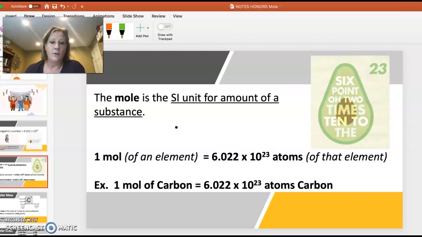And so the way that we use the mole, for right now, we're just going to say for an element. So for an element on the periodic table, 1 mole of carbon, let's say, is going to have 6.022 times 10 to the 23rd atoms of carbon. And I can do that for any element on the periodic table. 1 mole of gold would be 6.022 times 10 to the 23rd atoms of gold.